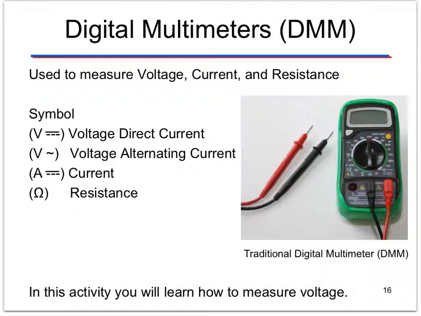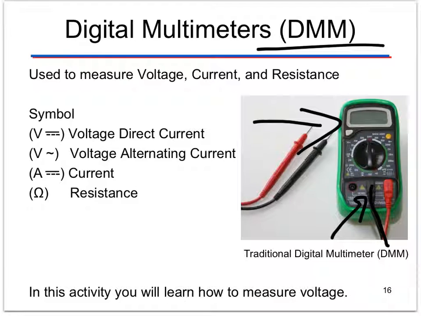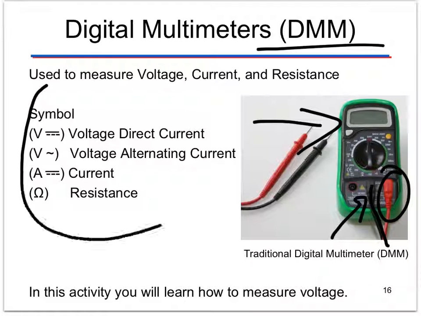Here's one of the tools that we'll use quite often. It's a digital multimeter, the abbreviation DMM, and it's used to measure voltage, current, and resistance. And this is exactly the type of multimeter we use. Notice where the leads are placed. In the middle will always go the black lead, and we're going to use the red one on the far right. These symbols are important.